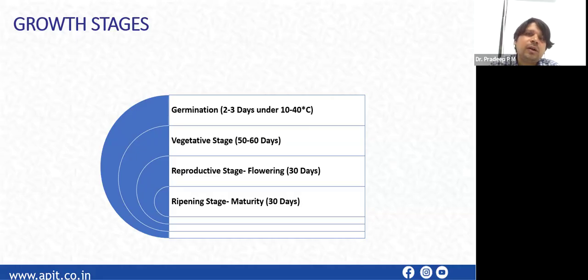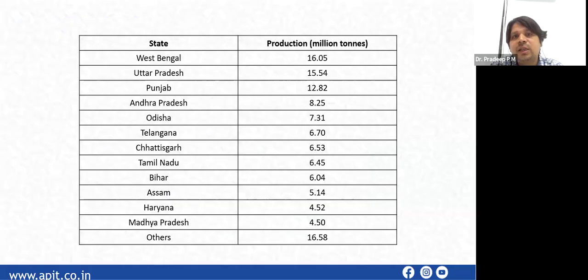Based on the farmer's requirement, the harvesting time varies, and the moisture at which the farmer goes for harvesting is around 18 to 20% moisture of the seed. So here you can see the production of different states in India. We have different areas starting from West Bengal till Madhya Pradesh. Based on the area, the cultivation practice varies as well as the variety of choice varies.